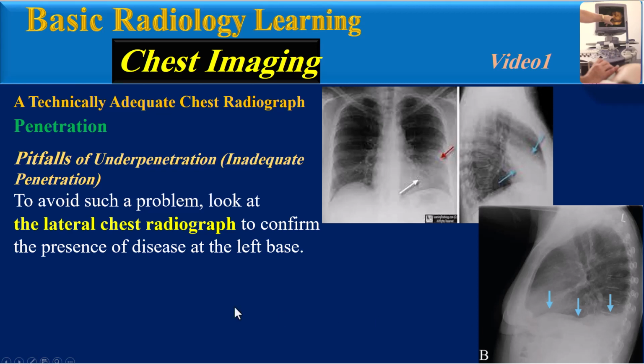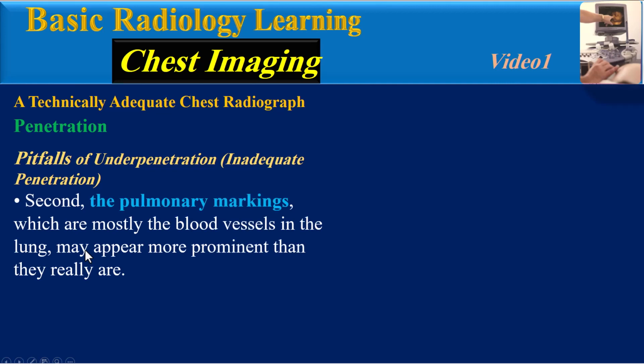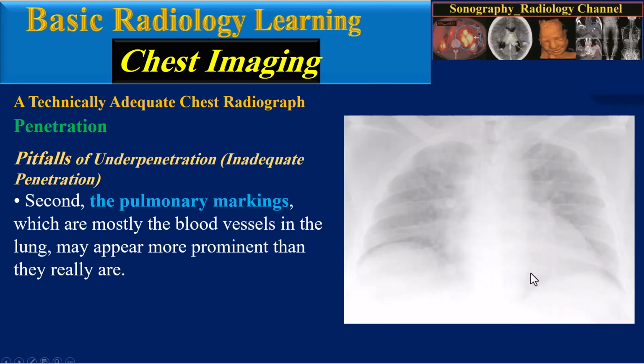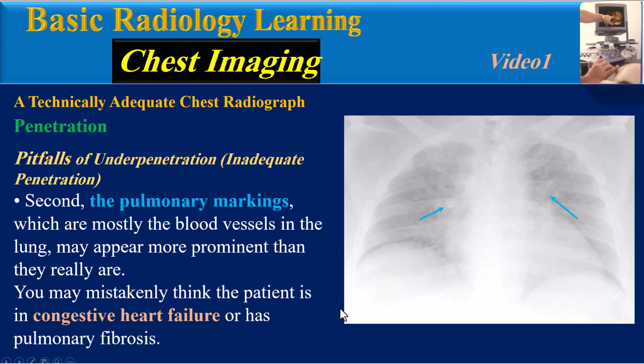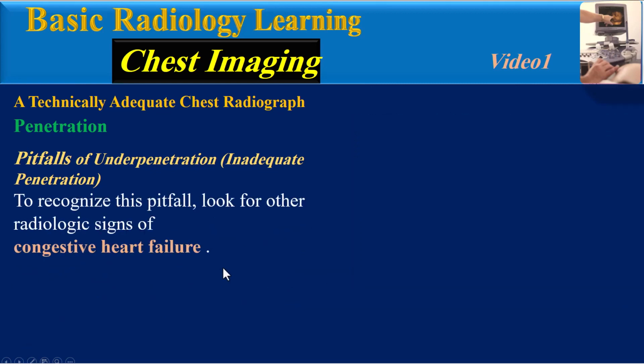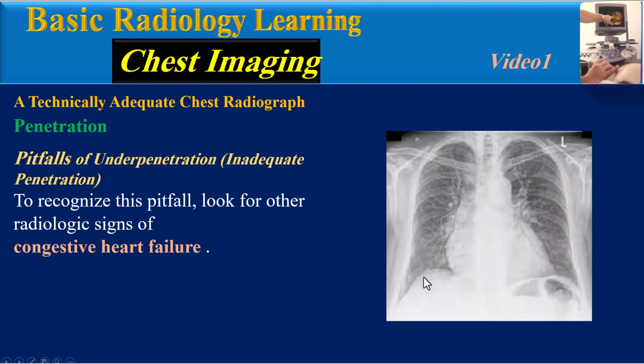The second pitfall: the pulmonary markings, which are mostly the blood vessels in the lung, may appear more prominent than they really are. You can mistakenly think the patient is in congestive heart failure or has pulmonary fibrosis. To recognize this pitfall, look for other radiologic signs of congestive heart failure, as will be discussed in future videos.